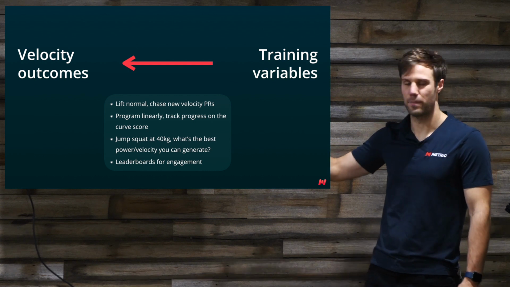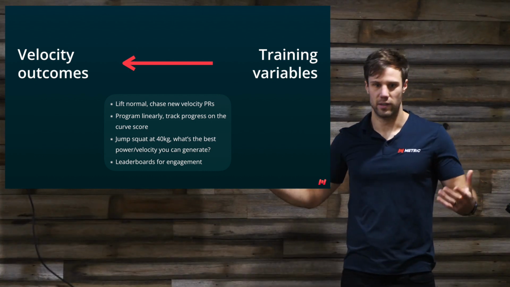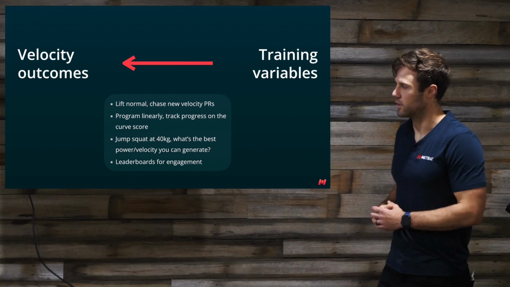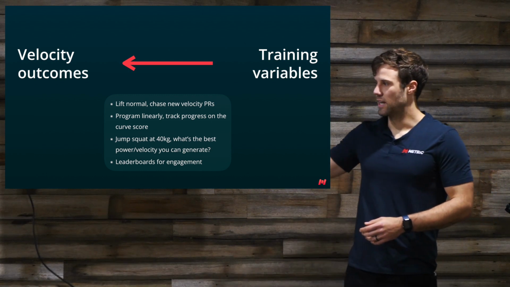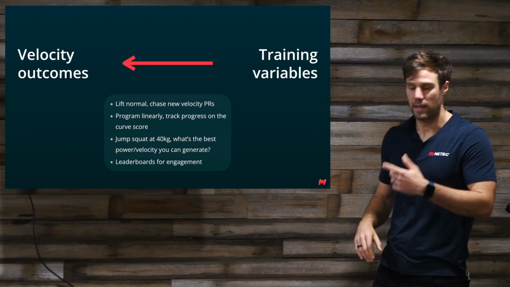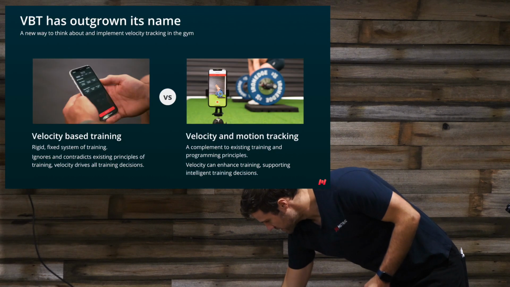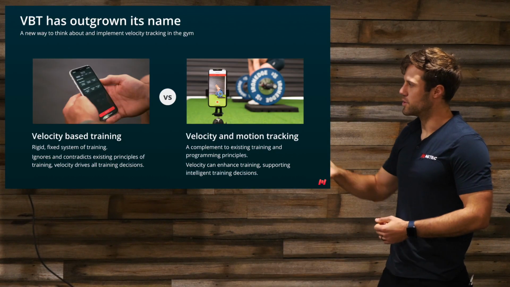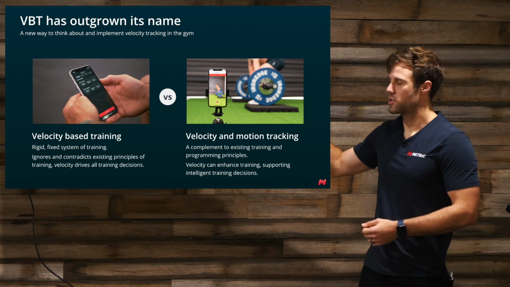So this month we're doing trap bar jumps. Who can set the most power? Who can get the most watts? And then athletes start chasing 1,000 watts or 12 watts per kilogram of body weight. That leaderboard engagement is really clever as well, which you get with the Teams platform, which we'll talk about later. So it brings up this idea that I mentioned at the start, which is velocity-based training versus velocity monitoring, or velocity and motion tracking.